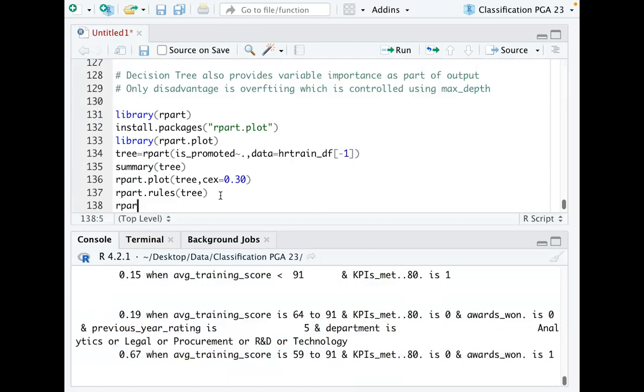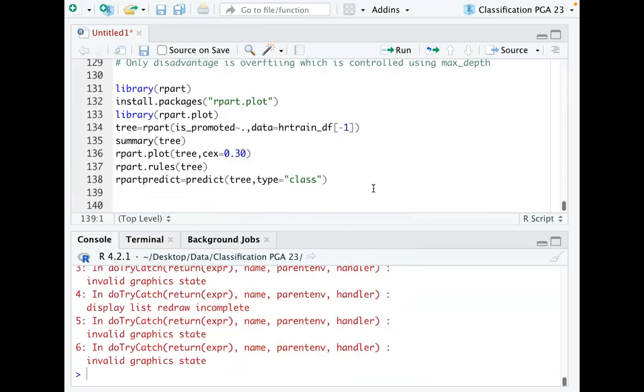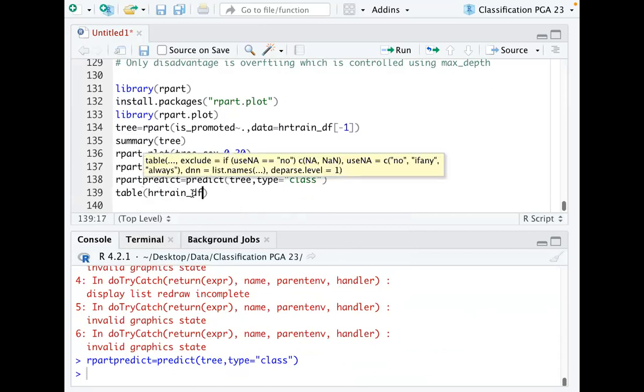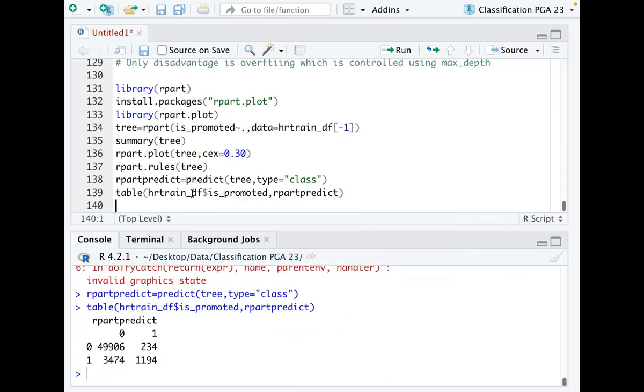But before that, let us predict. rpart_predict is equal to predict(tree, type = "class"). Here you can get both probability predictions as well as class predictions. In case of logistic regression, you only get probability predictions, whereas in case of decision tree, you can directly get the class predictions. table(HR_train$is_promoted, rpart_predict). You have the confusion matrix.